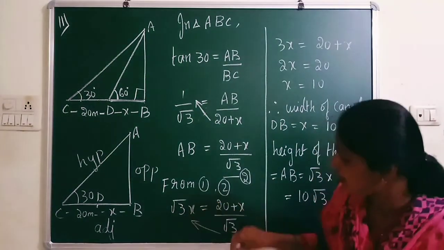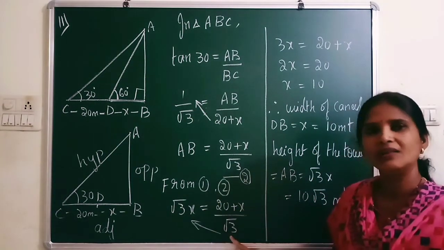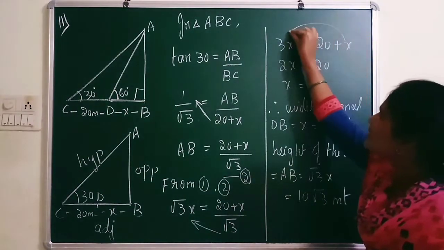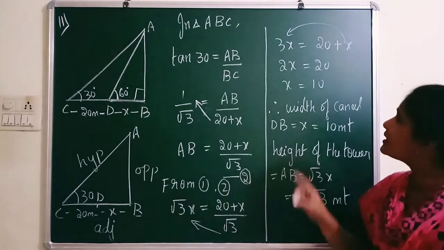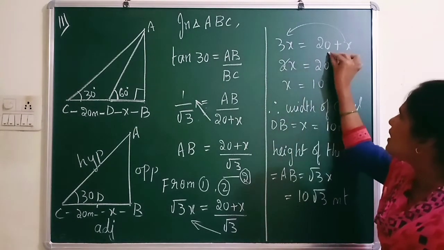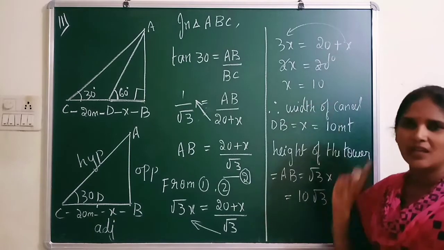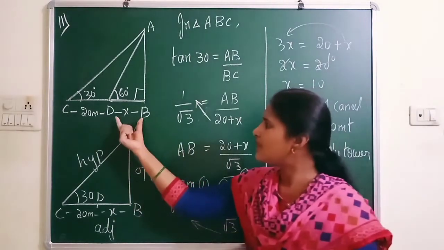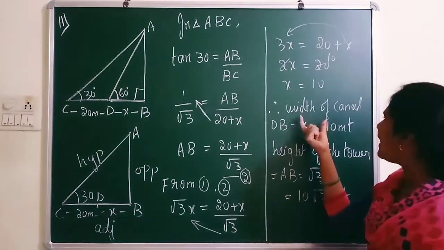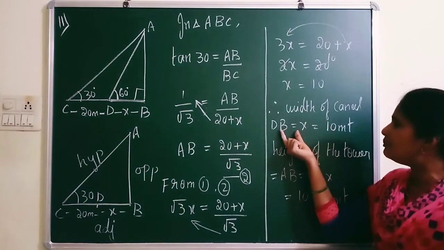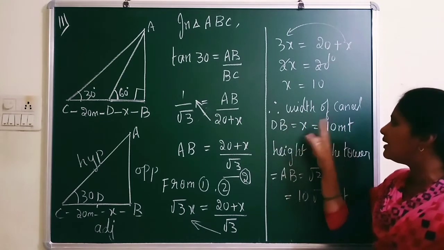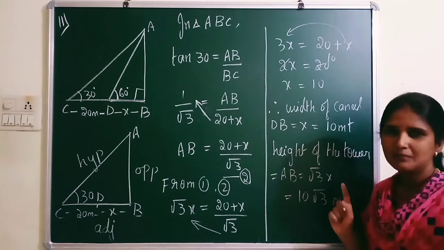So send root 3 here. Root 3 into root 3 is 3. That is 3x equals 20 plus x. So bring x to this side, we will get minus. 3x minus 1x is 2x equals 20. So x equals 10. As we assumed that the width of the canal DB is x, we got the value of the width, that is DB equals x equals 10 meter. So we can conclude that the width of the canal DB equals 10 meter.